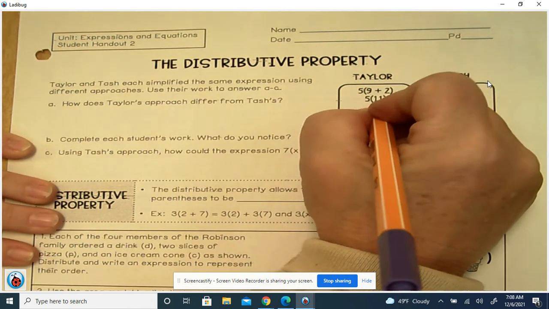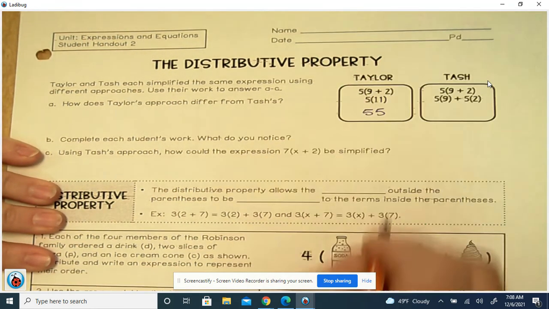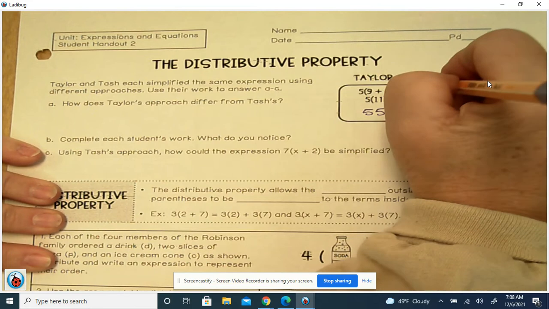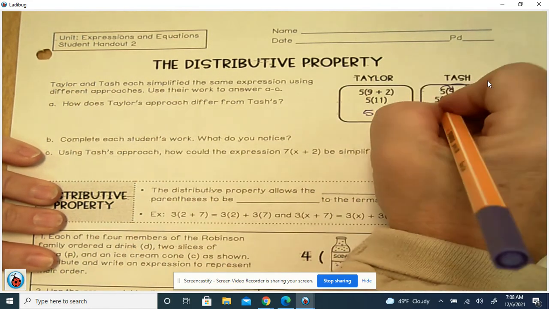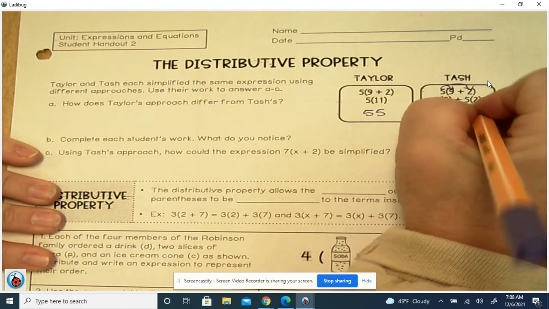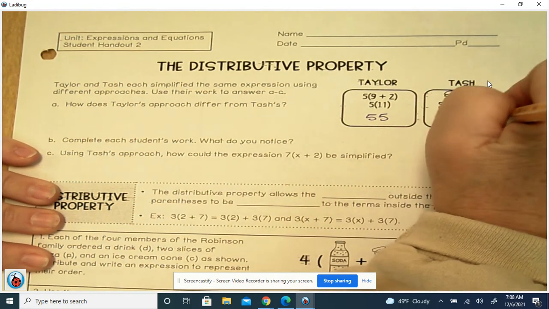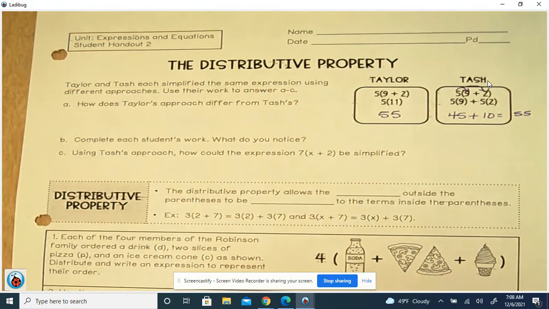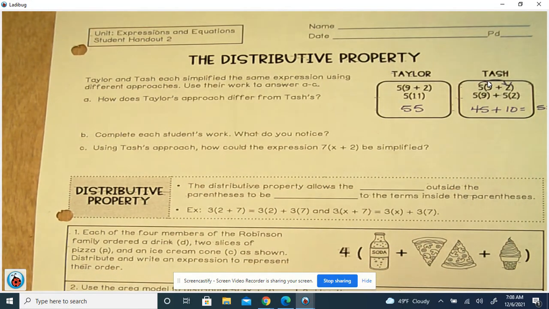Taylor added 9 and 2 together and got 11, and then multiplied by 5, which gave her 55. Tash distributed that 5 to everything in the parentheses, and she got 5 times 9, which is 45, and 5 times 2, which is 10, which gives her 55. So they both got the same answers, but with two different approaches. How does Taylor's approach differ from Tash's?